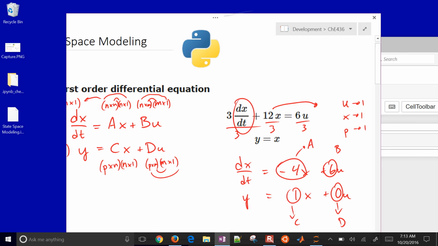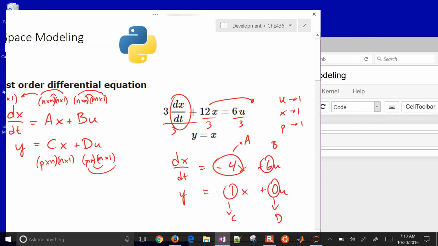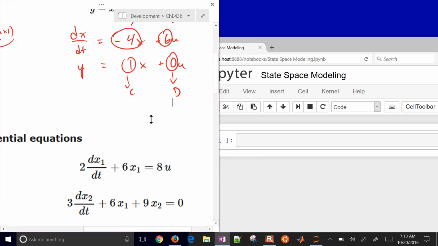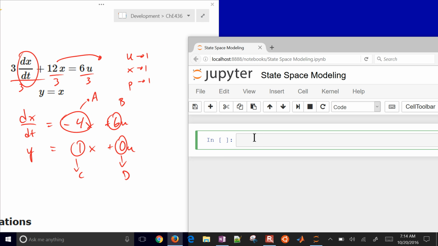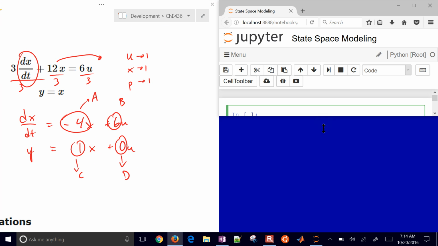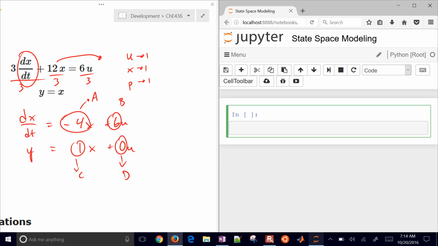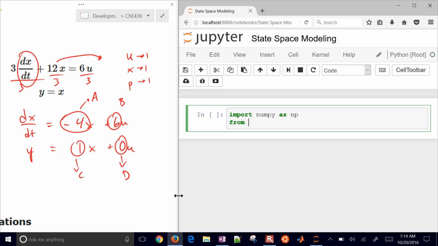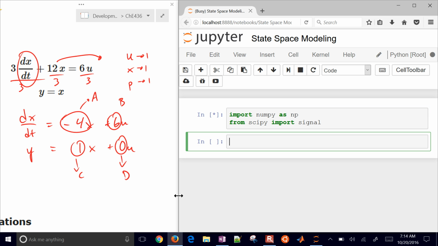I'll just go ahead and move this over to the side here, just so we can see the values as we type these in. And I'll move this up here. Okay, there we go. So the first thing that we're going to need, I typically just do as a first thing, import numpy as np, and then from scipy we're going to import the signal package. So those are the first 2 things that we're going to need to import.